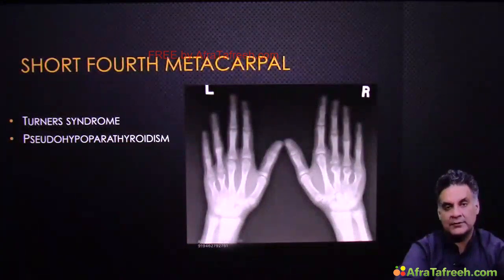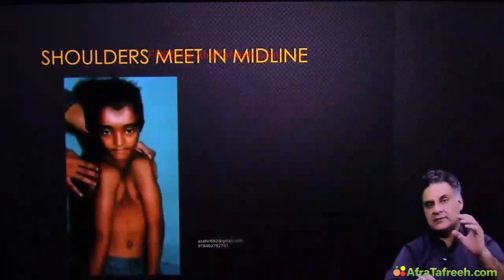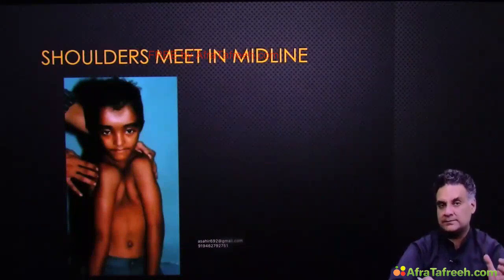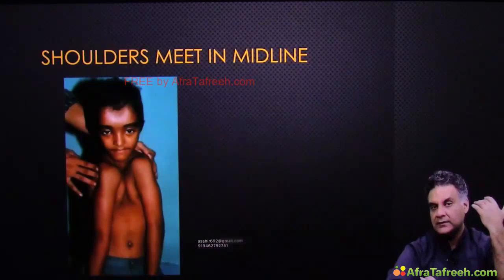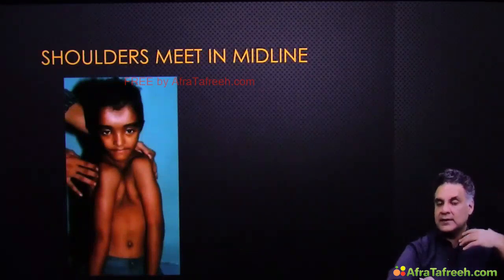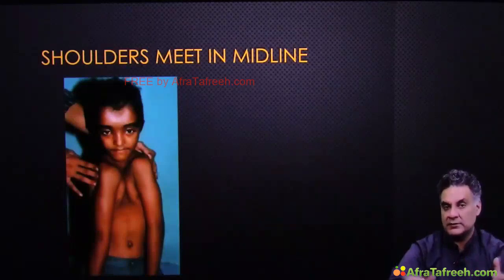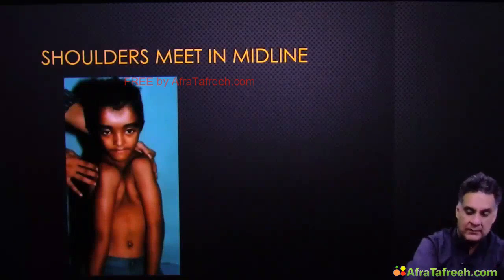Short fourth metacarpal, I told you, Turner syndrome and pseudohypoparathyroidism. When there is a defect in intramembranous ossification, the skull, that is the cranium, and the clavicle, that is cleido, the important bones developed from intramembranous ossification, are defective. So the shoulders will meet in the midline.